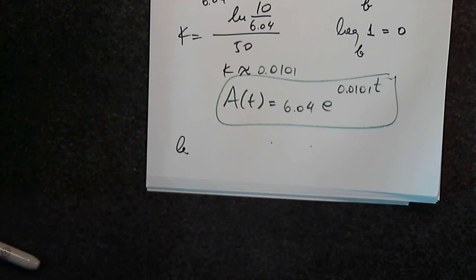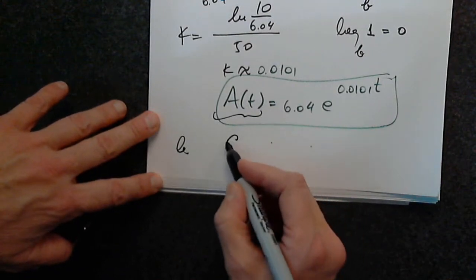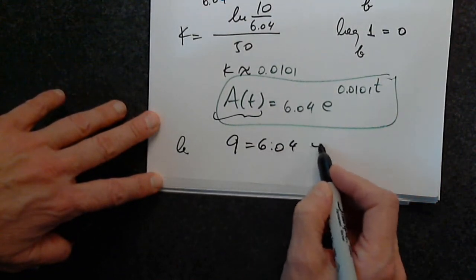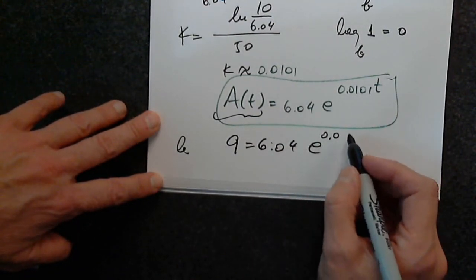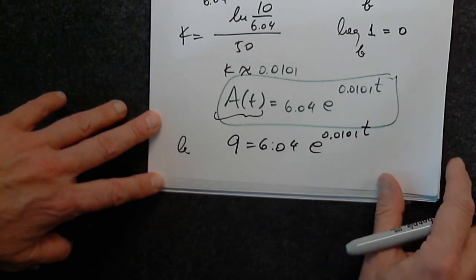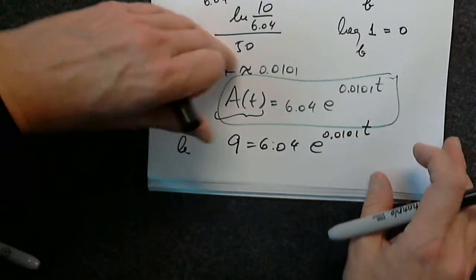Oh, we were talking about Israel. I'm sorry. In which year will Israel's population be 9 million? Okay, the same question. I looked at the next problem by mistake. So what am I given now, and what do I do? Exactly. I'm given A of t. 9 equals 6.04 e to 0.0101 t. Awesome. That's the answer. And now what do I do?